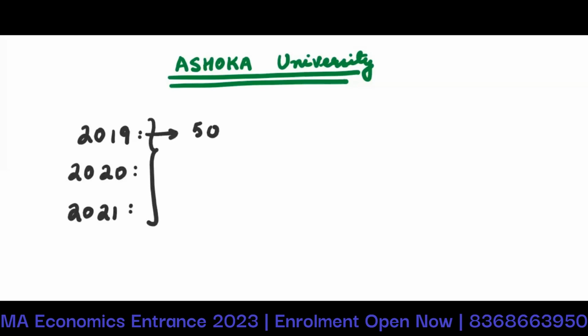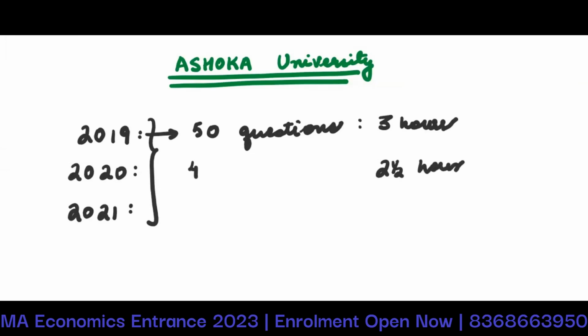if I talk about the paper, I'll talk about all of them, and then 2020 and 21 also. We saw that, let's start with 2019. There were 50 questions. And that it was a 3 hours paper. Right? And then in 2020, we saw that it was actually a 2.5 hour paper. And there were 40 questions.